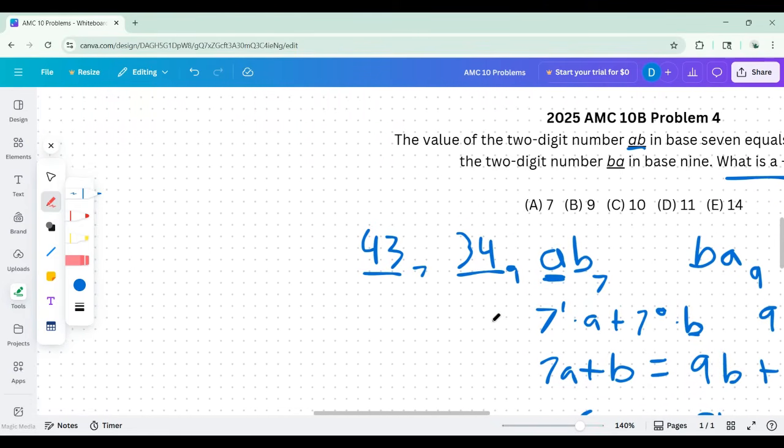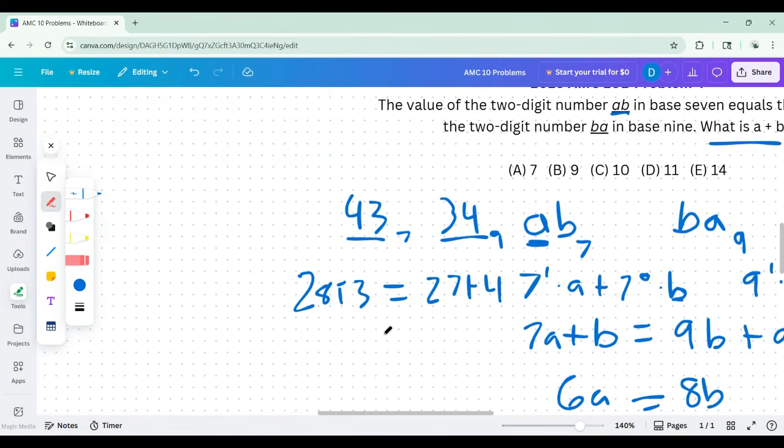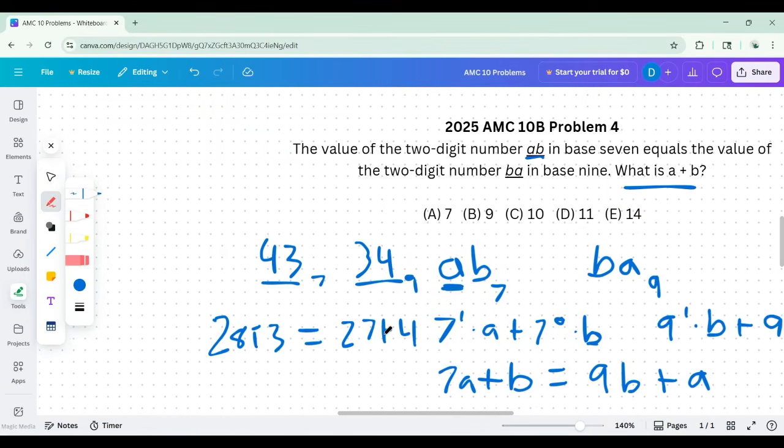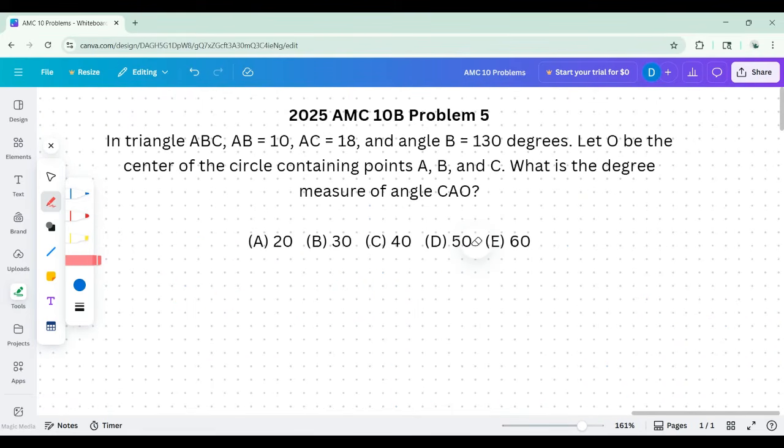So it works because 28 plus 3 is equal to 27 plus 4. They both equate to 31 in base 10. And it's asking for a plus b. So 4 plus 3 is equal to 7. The answer is A. Now we're going to move on to problem 5.